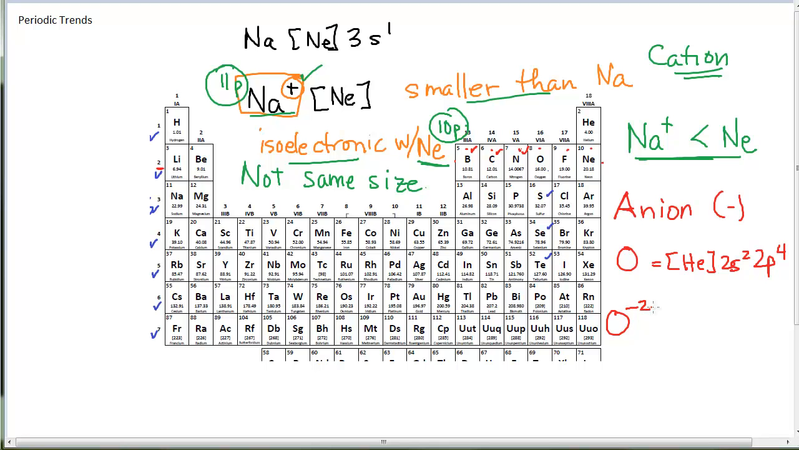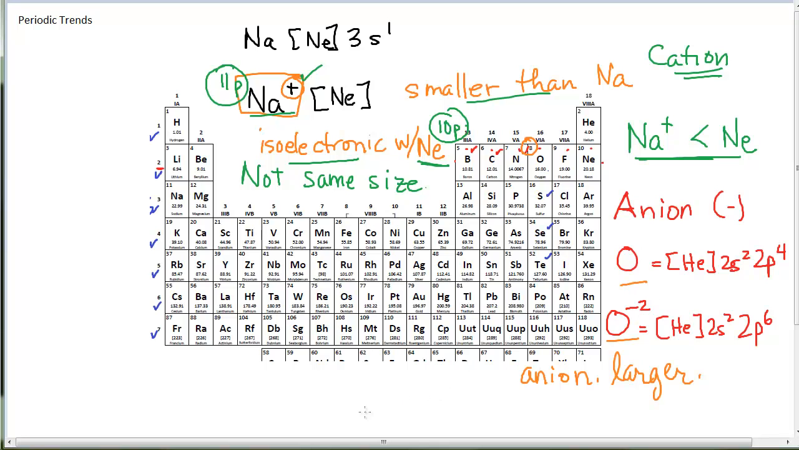Oxygen with a -2, for example, that's its normal charge, would be helium 2s2, 2p6, once I add the extra 2 electrons. Adding the extra 2 electrons into its valence shell, but maintaining exactly the same number of protons. It only has 8 protons in either of these cases, which means that it gets larger. More electrons with the same number of protons, the anion is going to get larger. The anion will be larger than the neutral species that it is compared to, its own neutral atom.